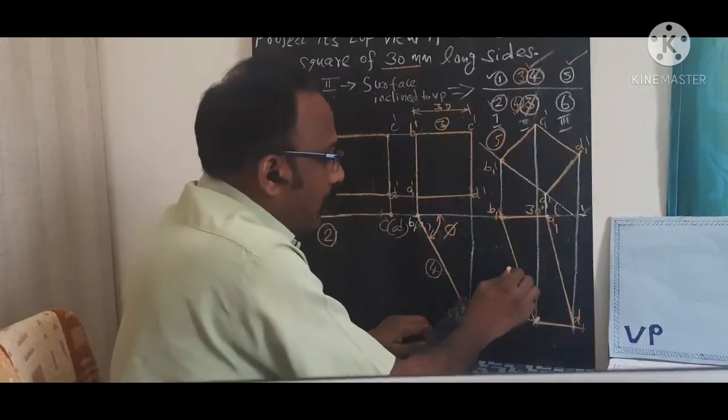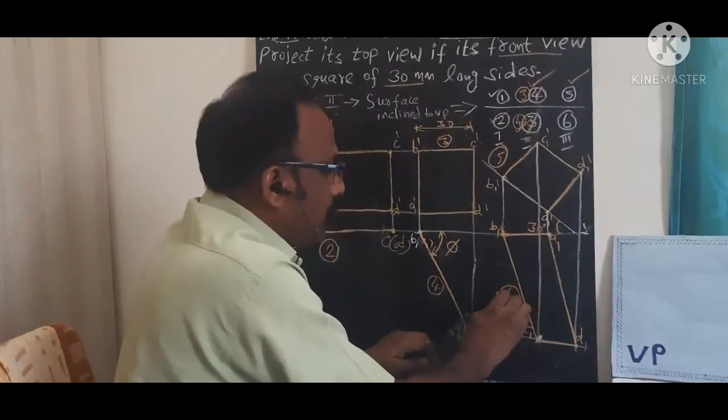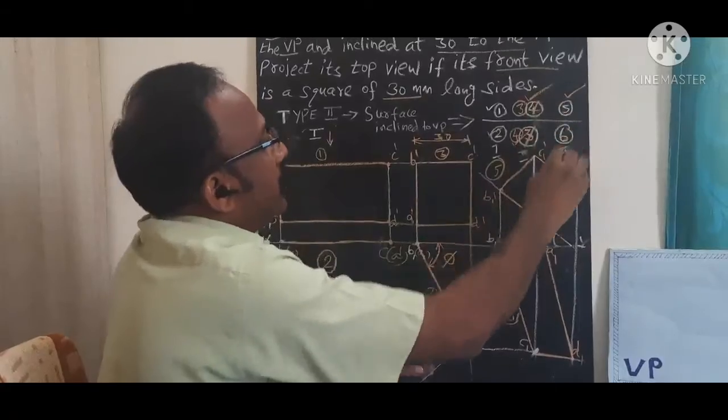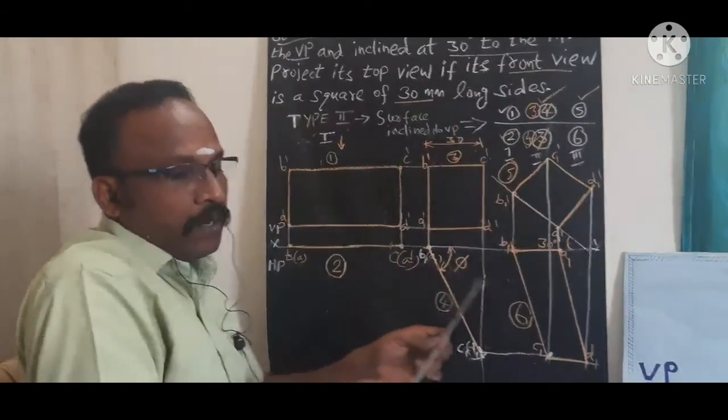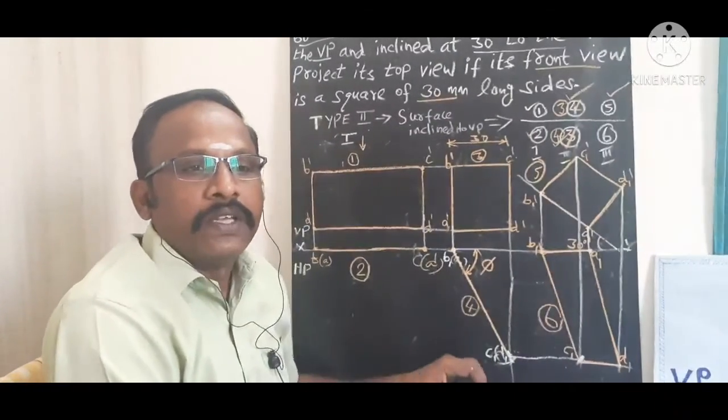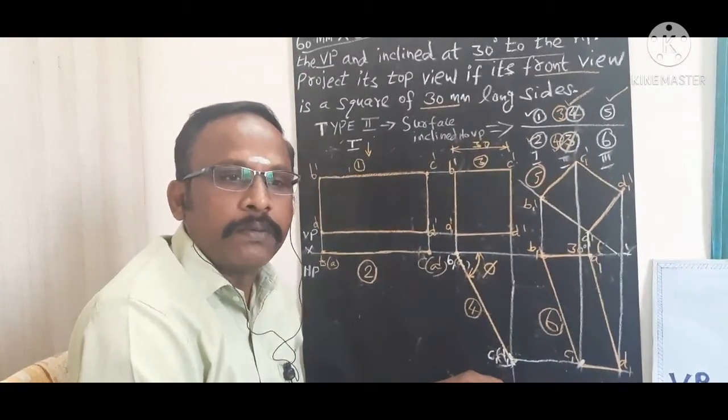This step I call step number 6. So we completed stage 3. So this is stage 1, stage 2 and stage 3. We completed all the 6 views. Okay.